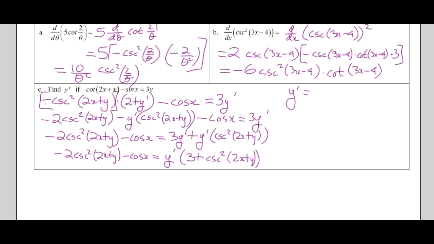A lot of times they'll take out a minus sign, so I might write the minus up here. We could choose to or not, so we could just write it as minus 2 cosecant squared of 2x plus y, minus cos x, over 3 plus that. Okay. I don't think we're doing anything further with it, right?